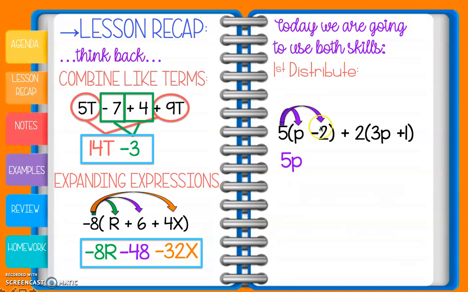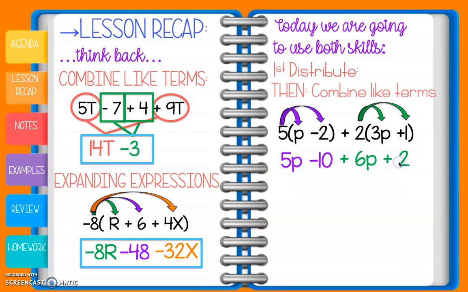Then we're going to take 5 times negative 2 and get our negative 10. But we have more to distribute. We can also distribute over here. So we're going to distribute 2, this is a positive 2, times 3p. So we get plus 6p. Positive 2 times positive 1 is a positive 2. So we have a plus 2. Okay, so now we've distributed everything out that we need to distribute.